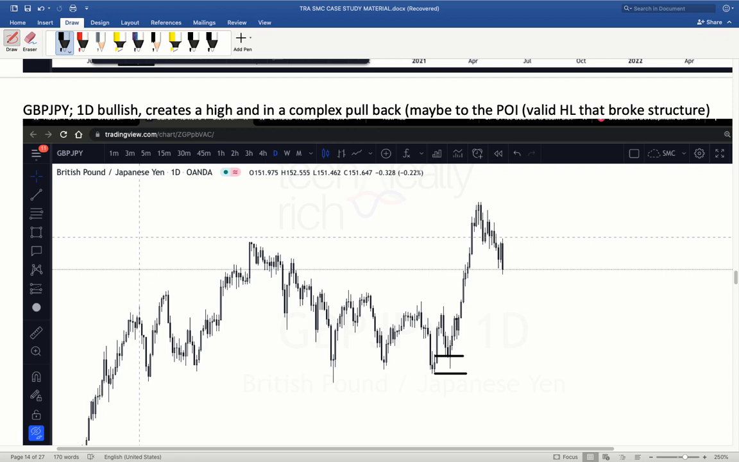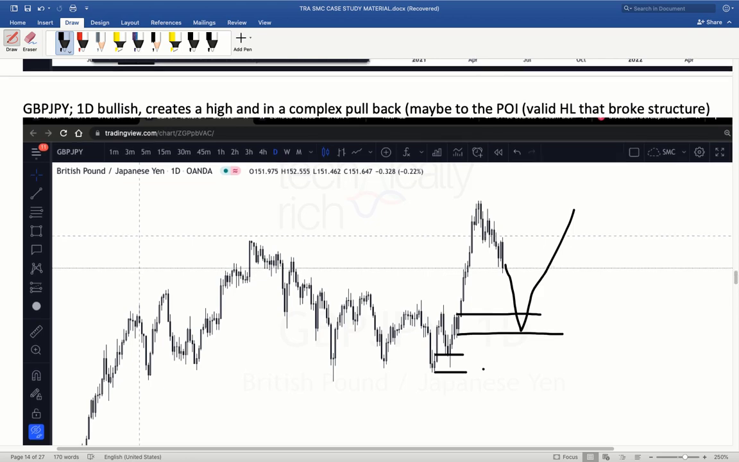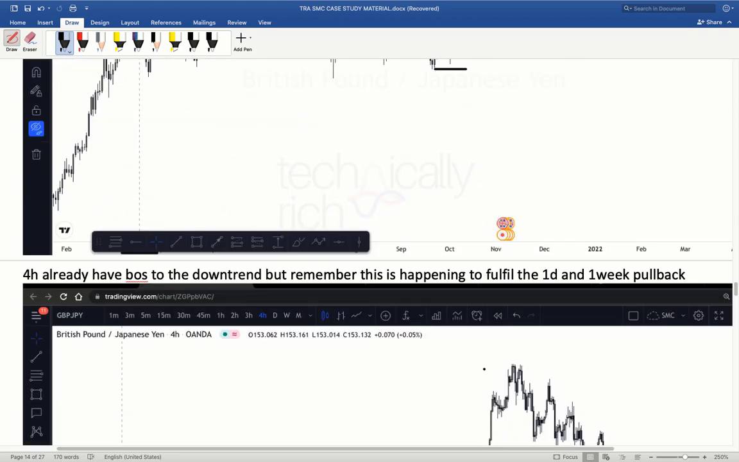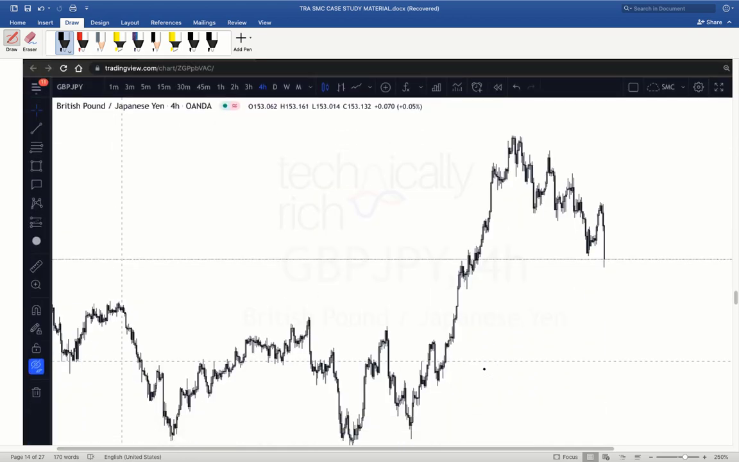So we have this area here. Okay, so we're expecting the market to pull back to this area before continuing the movement back up. Okay, so now on the 4 hour time frame, we already have our break of structure here.